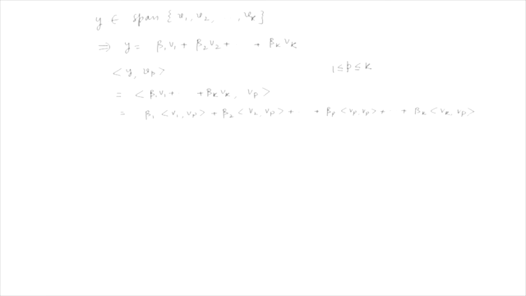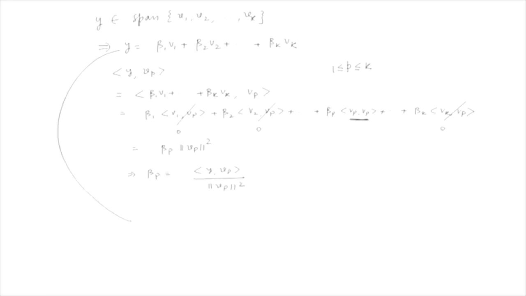And since this set is an orthogonal set, all these terms are 0. Only this term is left. So this is equal to beta p times the norm of vp squared. That means beta p is nothing but the inner product of y with vp upon the norm of vp squared. So what is beta 1? You replace p by 1. What is beta 2? You replace p by 2, and similarly for the other betas.